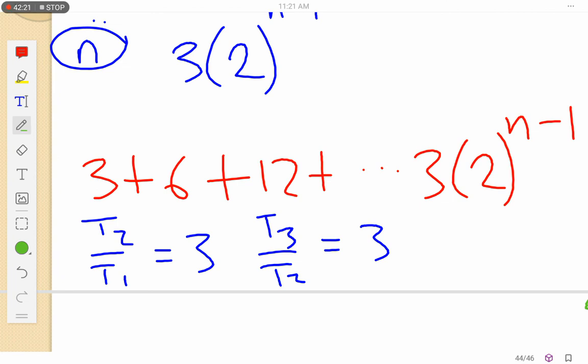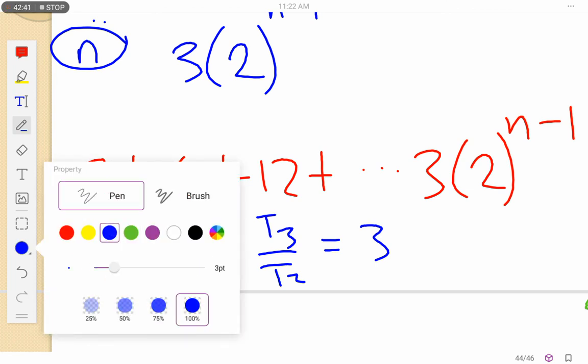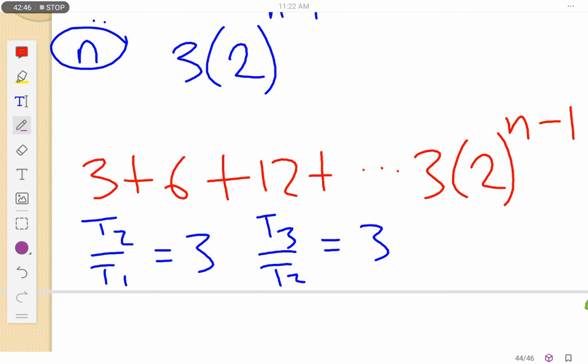Our common ratio is 2, it's not 3. Sorry for that. Let's correct that one. Our common ratio is 2, because if we say 6 divided by 3, we'll get a 2. My mistake there. So here is 2, 2, 2, 2. And our a is 3.